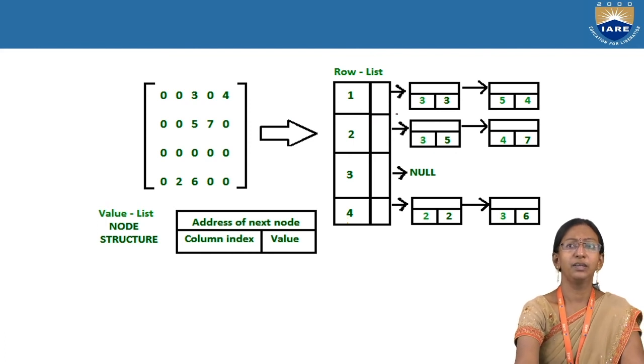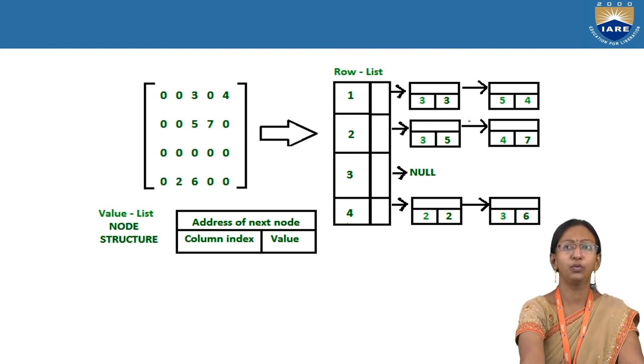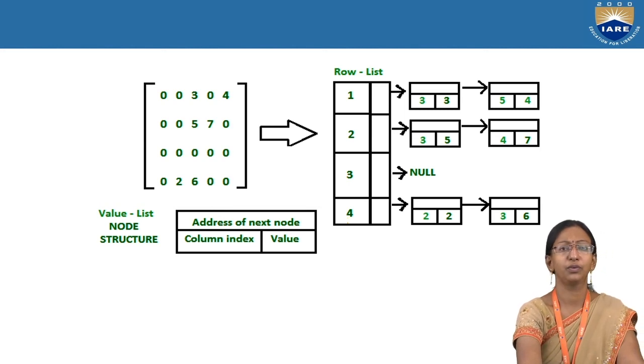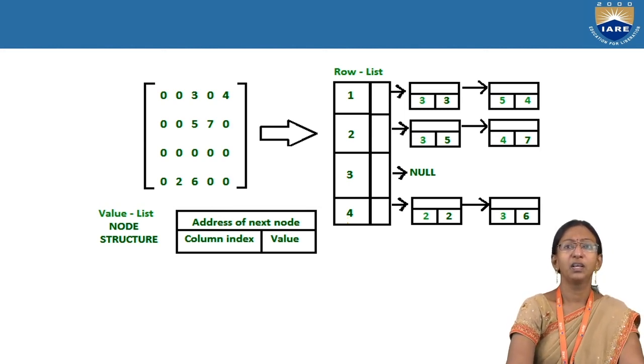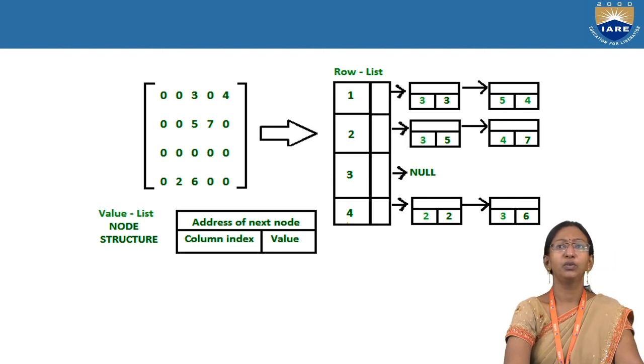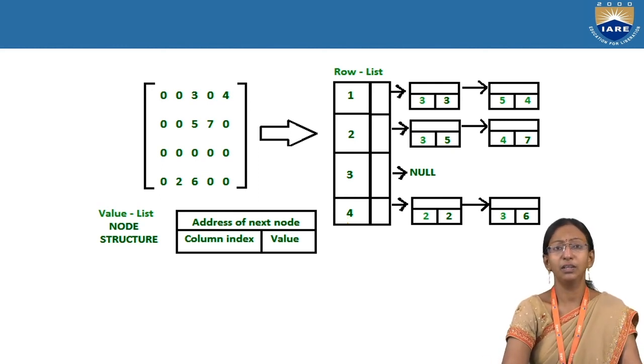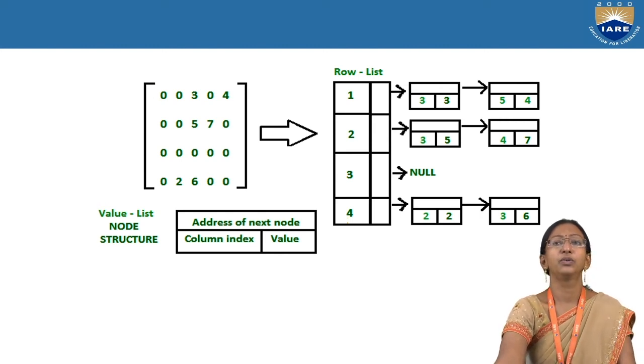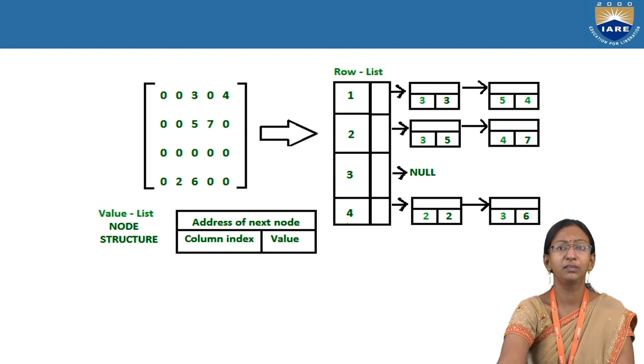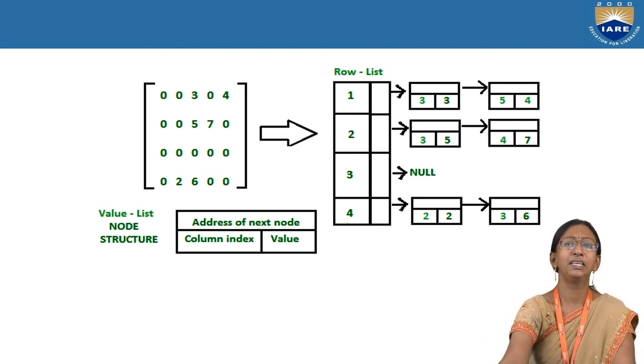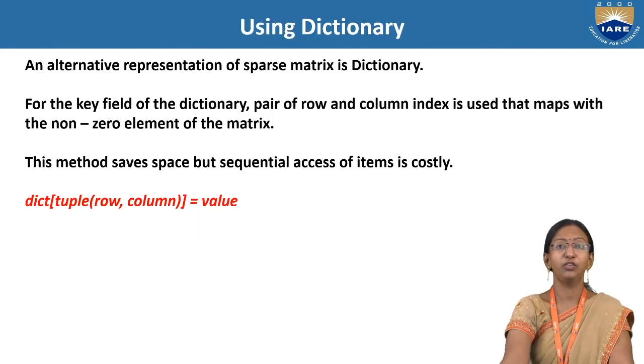The first row has two non-zero values. One is 3 and the other is 4, right? So they are linked. The second row has two non-zero values, which are 5 and 7. The third row is null. It does not have any non-zero values. All values are zeros. And the last row has two non-zero values, which are 2 and 6. Right? So this is how we use a list of lists to store a sparse matrix.